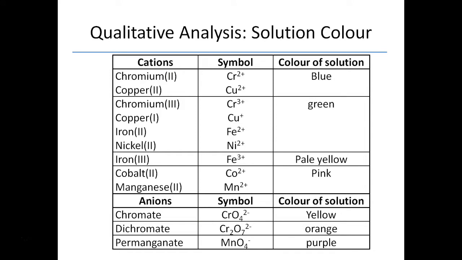So for example, we can see here in this chart, if I had a blue solution, that would suggest that my solution contains either copper-2 or chromium-2 ions. And then I could do further analysis to see which one it is.